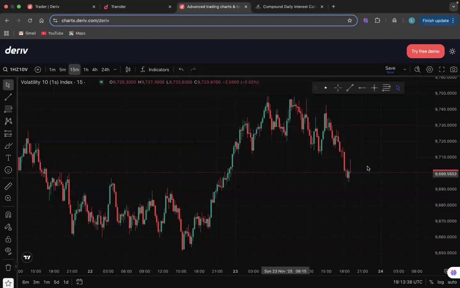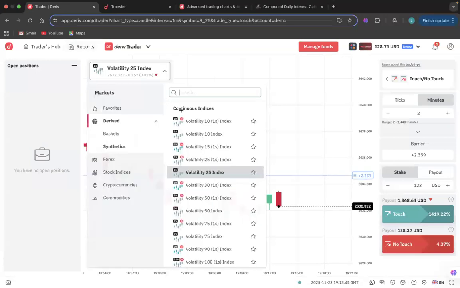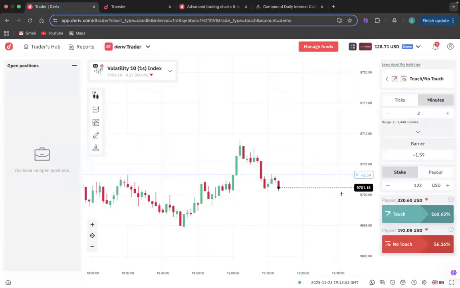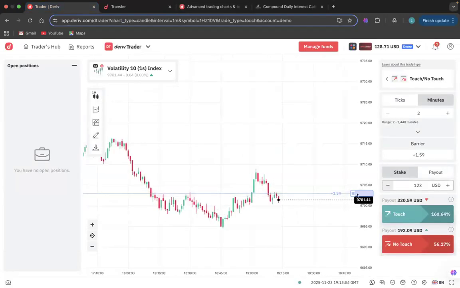All right, so let's see this one. Here we can actually look for an opportunity to sell. So let's go here. We're going to look for Volatility 10 (1s) Index. Is it 10 1s? Yeah, 10 1s Index. Let's see if we can get an opportunity to sell here now. Look at this, we can actually get an opportunity to sell here.